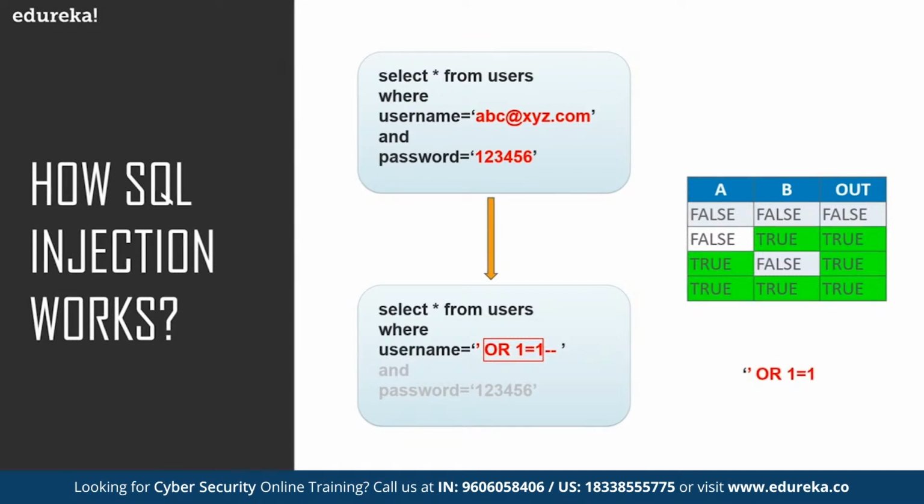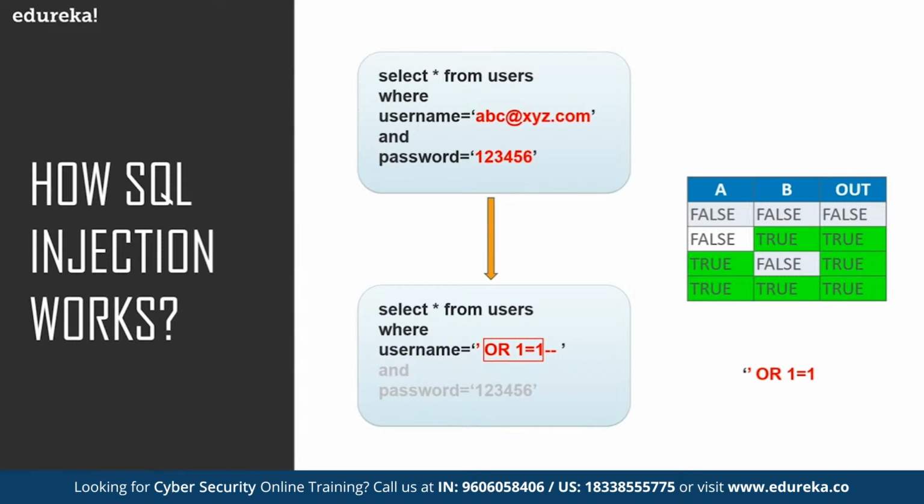Now the first inverted comma is used to close the string parameter. Whenever you give something as an input in the input box of the web application, it is considered as a string in most cases, especially for username and password. So the first inverted comma is used to close the string parameter. Then there is the OR function, and after that there is a statement that is 1 equal to 1.